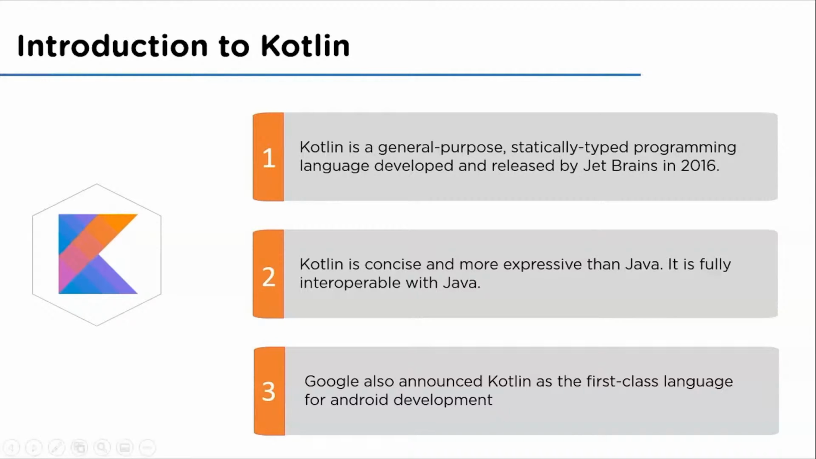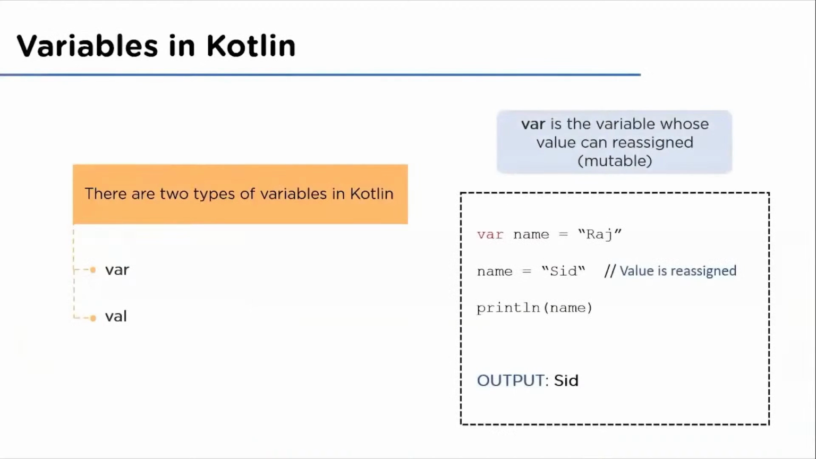It is fully interoperable with Java, and it is also said that the Kotlin language is made by extracting all the good parts of different programming languages like Scala, JavaScript, Java, C#, etc. Google also announced Kotlin as the first class language for Android development. So it is now an official language for the development of Android and is being opted for by many organizations across the globe. Now let's move on to our next topic, which is variables in Kotlin.